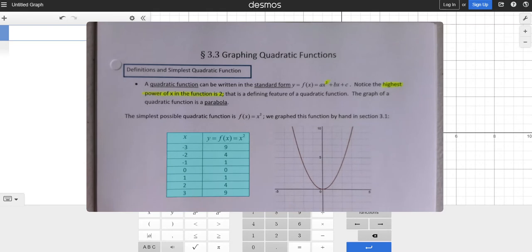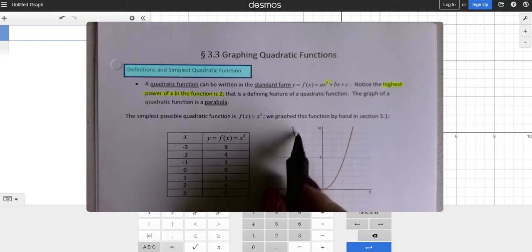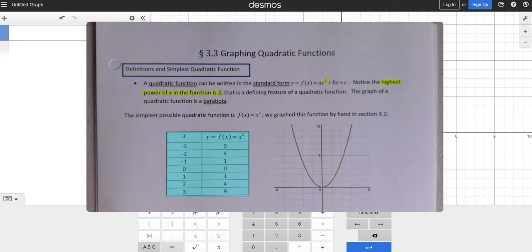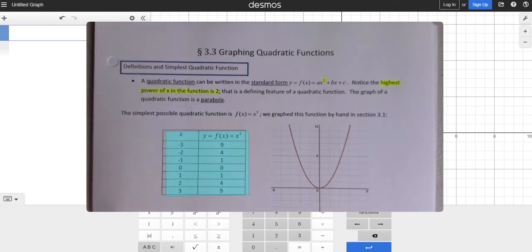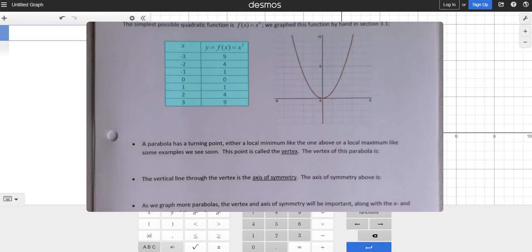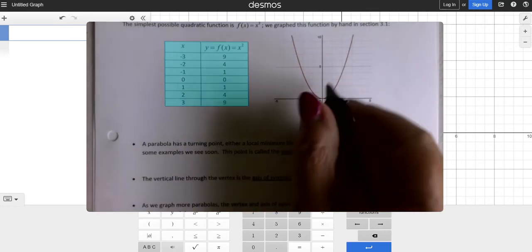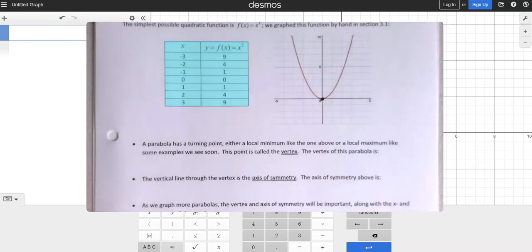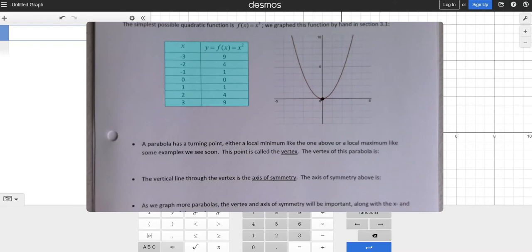All right, so just real quickly, rather than having to redo this, I'll remind you, we generated this table and this graph back in section 3.1. And we had mentioned then that one of the most important points on the graph is the turning point, which could be a local minimum, like this one, or we'll see in a little bit that that parabola can actually turn upside down, in which case we might have a local maximum. But either way, it'll have one turning point, and that turning point is called the vertex.